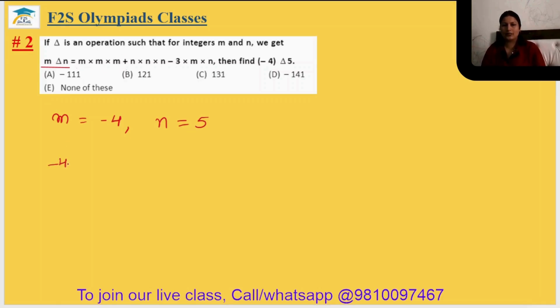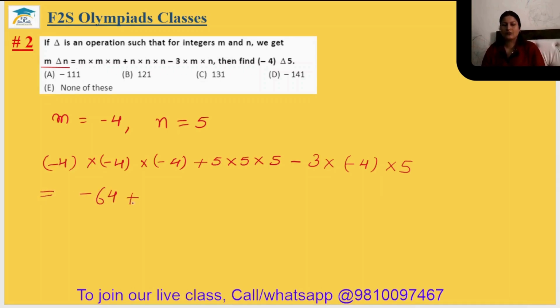So the operation is minus 4 multiplied by minus 4 multiplied by minus 4, plus n multiplied by n multiplied by n, 5 multiplied by 5 multiplied by 5, minus 3 multiplied by m multiplied by n, so 3 multiplied by minus 4 multiplied by 5. Okay. Now 4 4s are 16, 4 16s are minus 64, plus 5 5s are 25, 25 5s are 125, and here minus and plus, minus minus plus. So 4 3s are 12, 12 5s are 60.